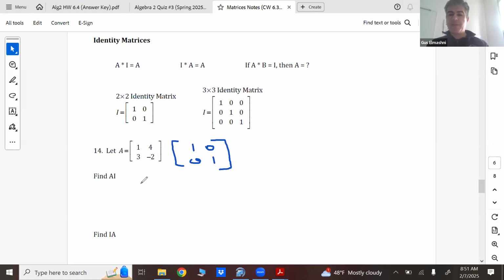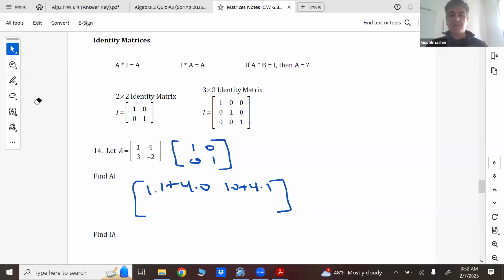If I multiply this together, I multiply the first row with the first column. So it's 1 times 1 plus 4 times 0. Then I repeat again with the first row and the second column. 1 times 0 plus 4 times 1. Make sense? Just multiplying like we did on Wednesday. And then I do it one more time.